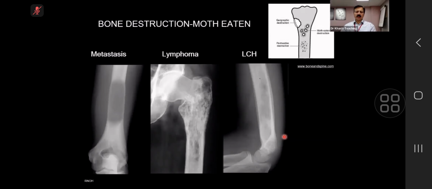This, on the other hand, is an example of moth-eaten. Moth-eaten, which is in this diagram, multiple holes. So now you can see it, that these are multiple holes. We call it moth-eaten. Look at this, multiple holes, moth-eaten, and this with periosteal reaction.